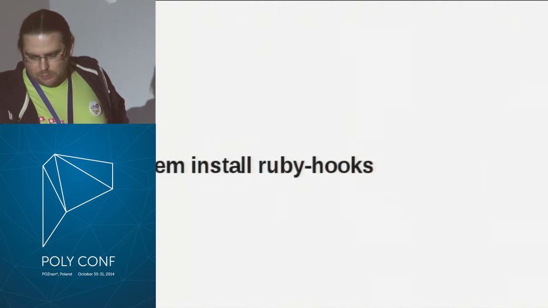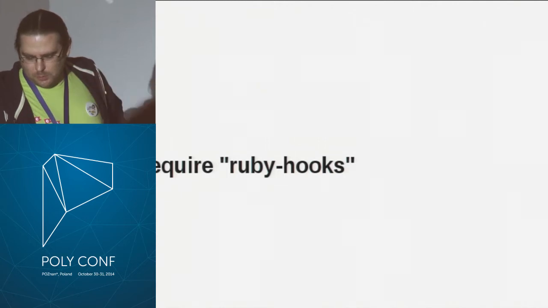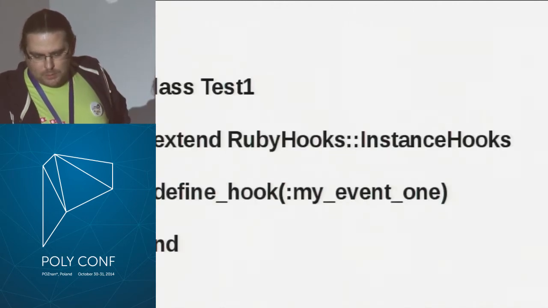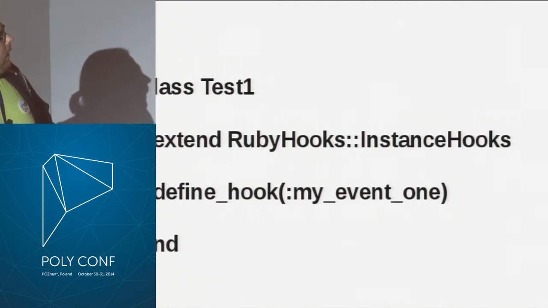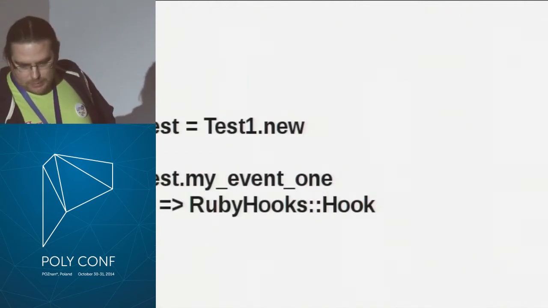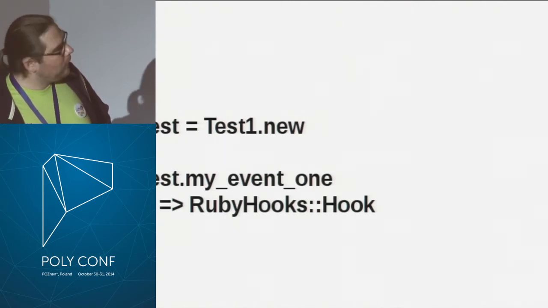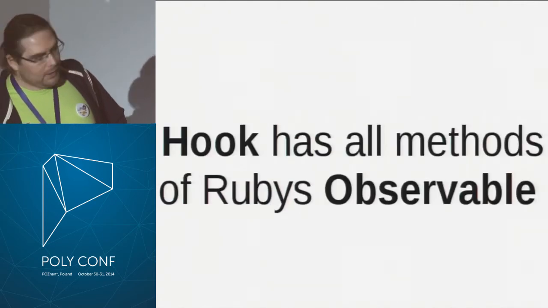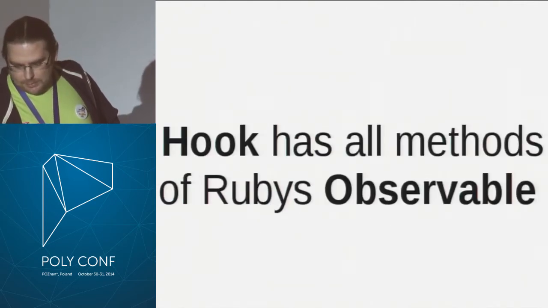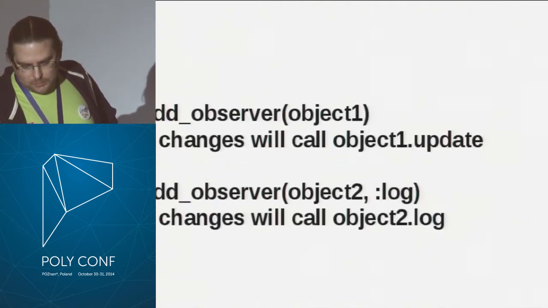You can install it with gem install. Add the require, so you can load it in new code. How do you define it? You extend instance hooks, define a hook, and yeah, that's all. So let's test it. We create an instance of the object, and we already have the hook. So we can get some methods, and the hook is extending Ruby's observable standard library, which is quite nice.